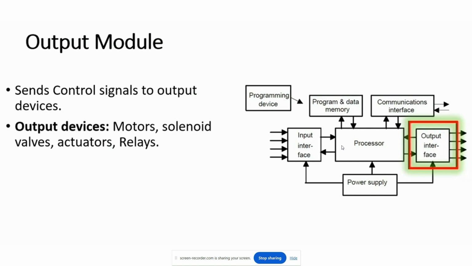So output modules sends control signals to the output devices. Okay, so nimesema output device inaweza kuwa ni motor. Kwa mfano kwenye conveyor kuna motor ambayo itakuwa signaled to start or to stop. Tunaweza kuwa na solenoid valves, open, close. Tunaweza kuwa na other actuators kama pneumatic actuators, you see, and we can have relays and other output like that.